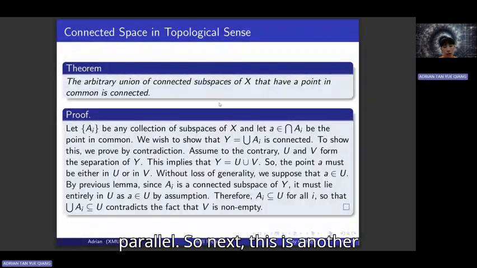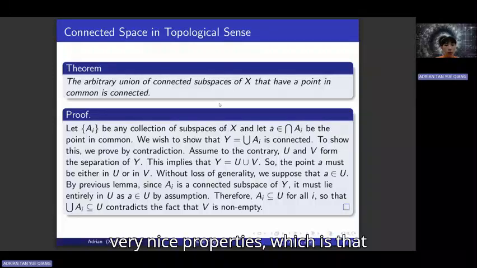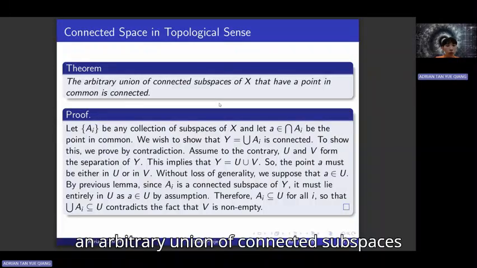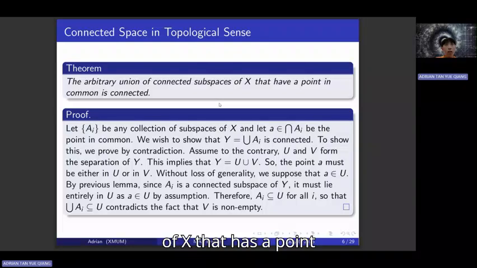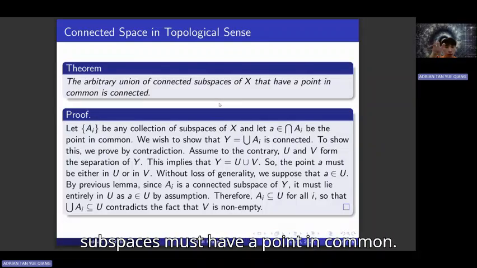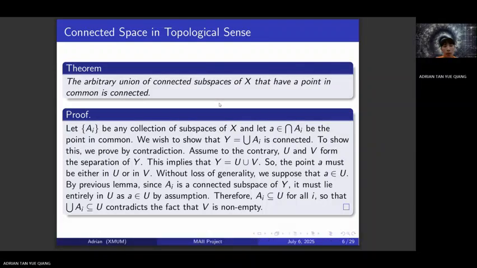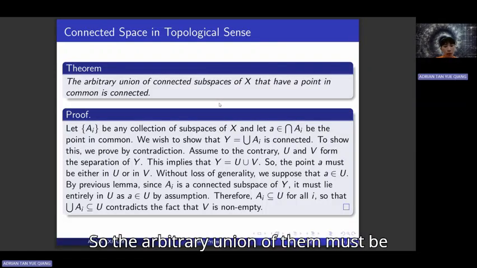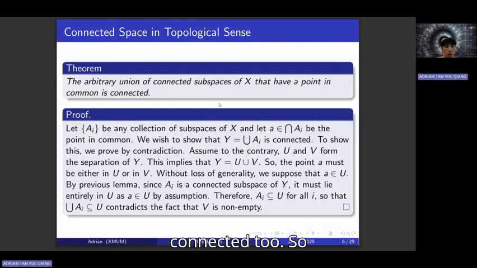So next, this is another very nice property, which is that an arbitrary union of connected subspaces of X that have a point in common, so each of the connected subspaces must have a point in common, the arbitrary union of them must be connected too. The proof idea of this is very easy.